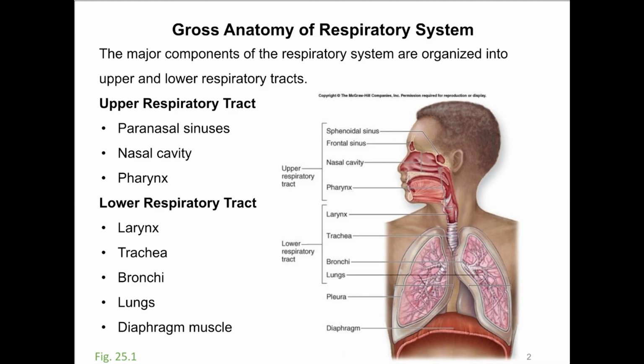Okay, so activity 11 is the respiratory and the digestive systems. We're getting down to the very end, so congratulations.